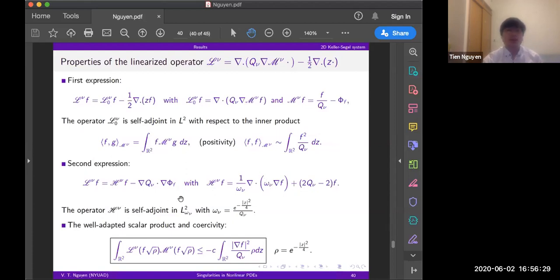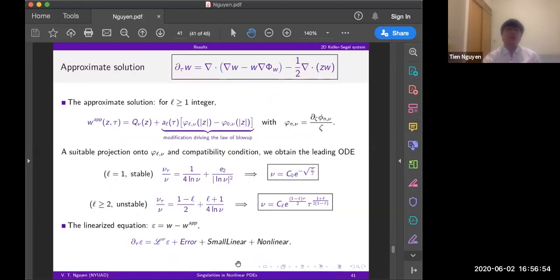Okay. So from these two observations, we combine them together, and we end up with a well-adapted scalar product, and we are able to prove the coercivity under some orthogonal condition given by this one. So we know that we have the detailed spectrum in the radial sector. We have the coercivity for the non-radial part. So this means that we are able to control the remainder.